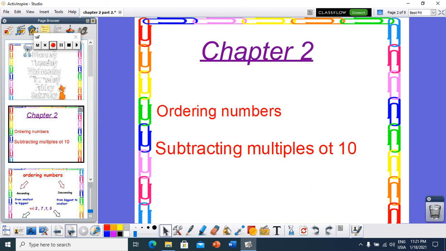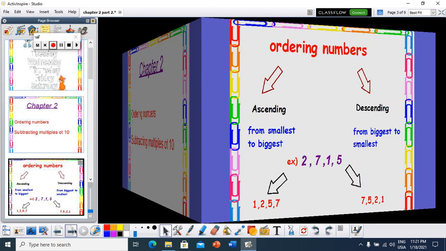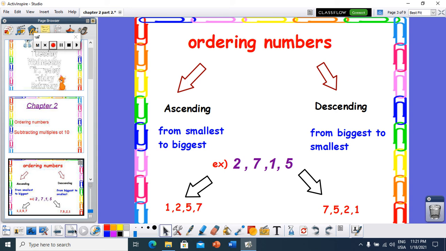Today we're going to continue chapter 2, which is about ordering numbers and subtracting multiples of 10. First, you have to know the meaning of ordering numbers. I have to arrange the numbers from the smallest to the biggest if I need to arrange them in ascending order, or from the biggest to the smallest if I need to arrange them in descending order.